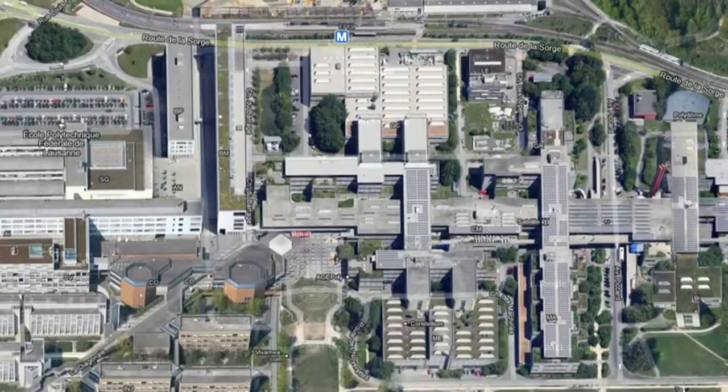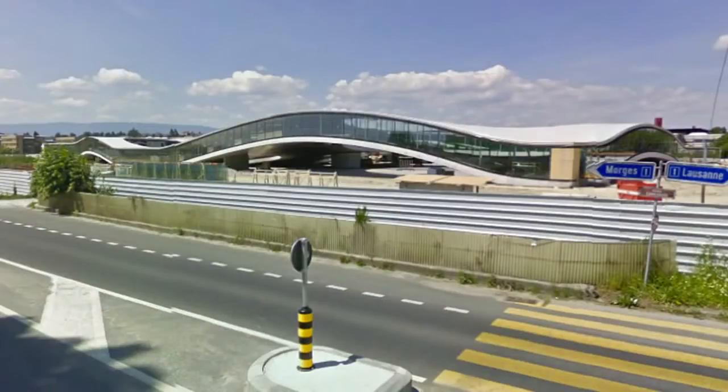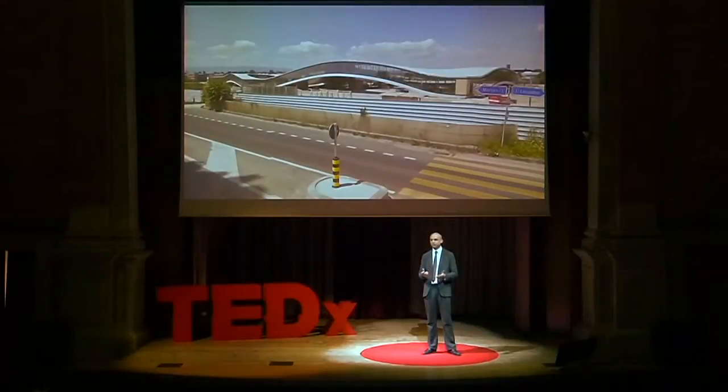For instance, this is a bird's-eye view of the EPFL campus. In many cases, you can also see how a building looks from a nearby street. This is pretty amazing. But there's something missing in this wonderful tool. It's time. I'm not really sure when this picture was taken. I'm not even sure it was taken at the same moment as the bird's-eye view.